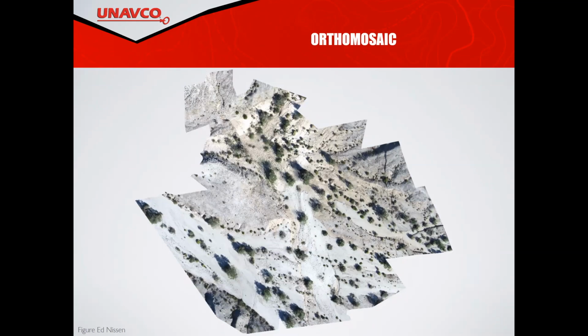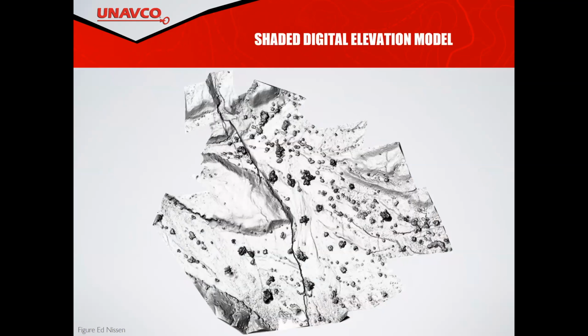So there's the Ortho Mosaic where we mosaicked the aerial imagery together, and there's a hillshade showing the 3D model that was created from it. And you can see there's that fault that they're trying to map going right through the middle of the image.